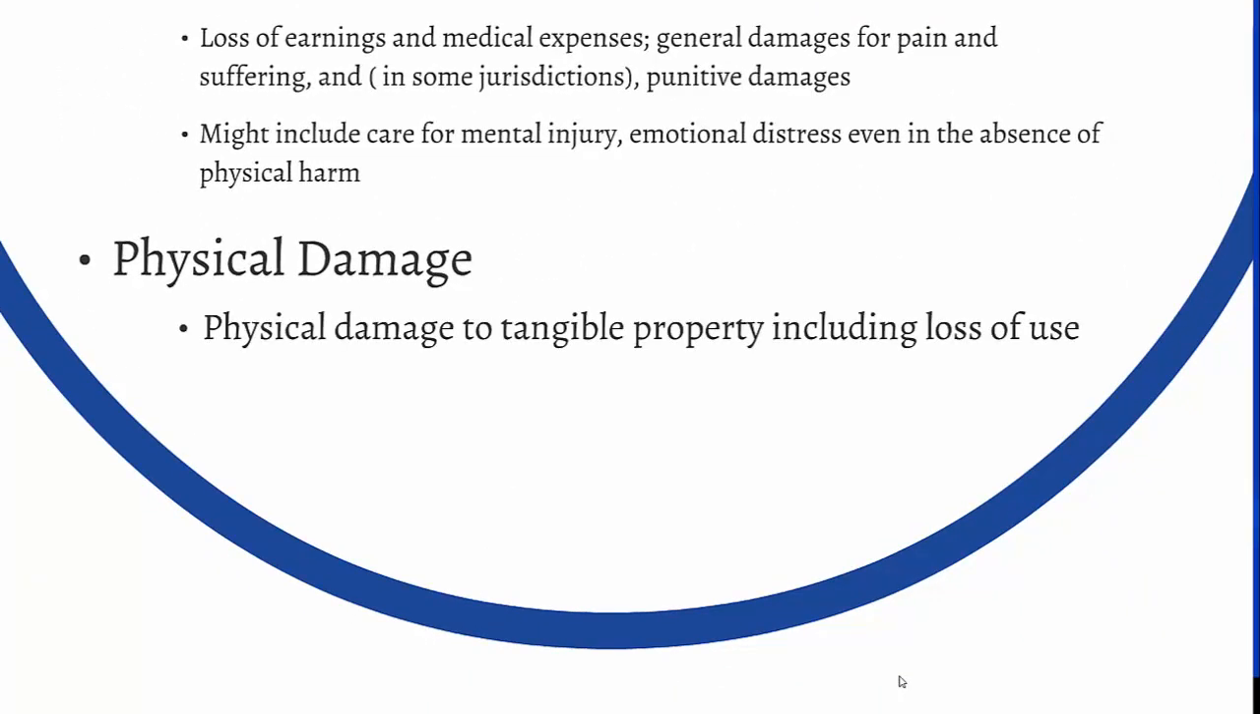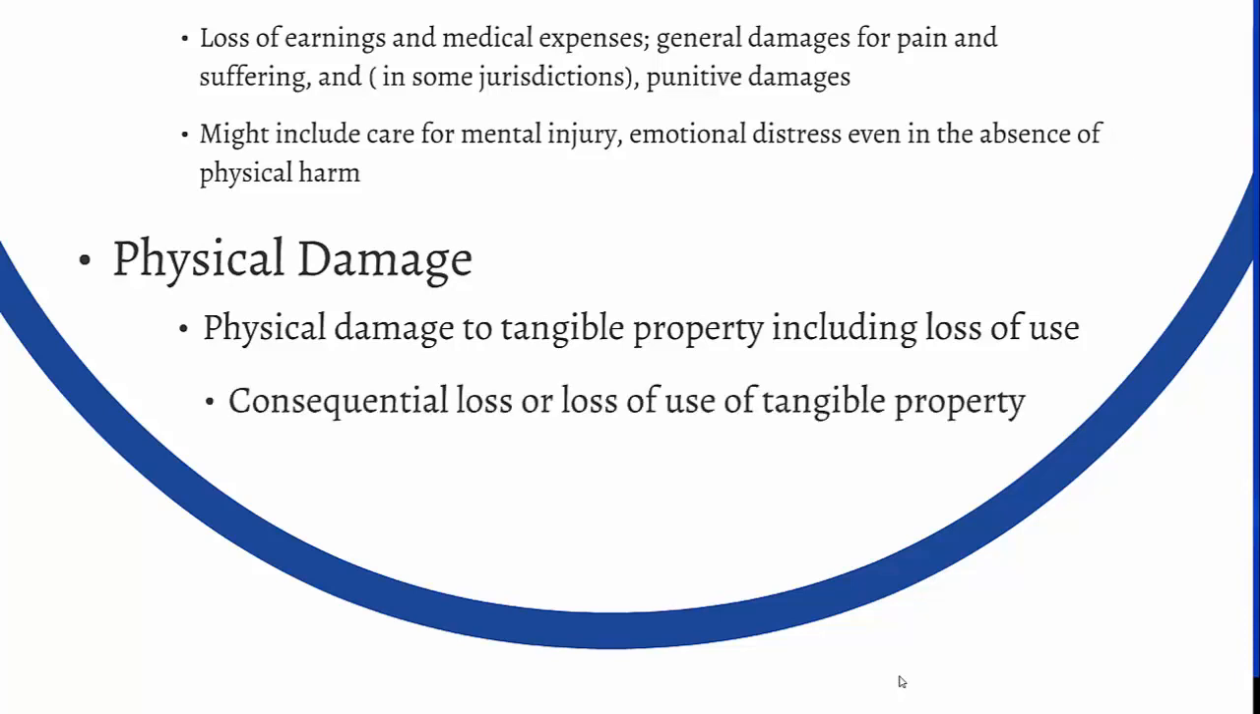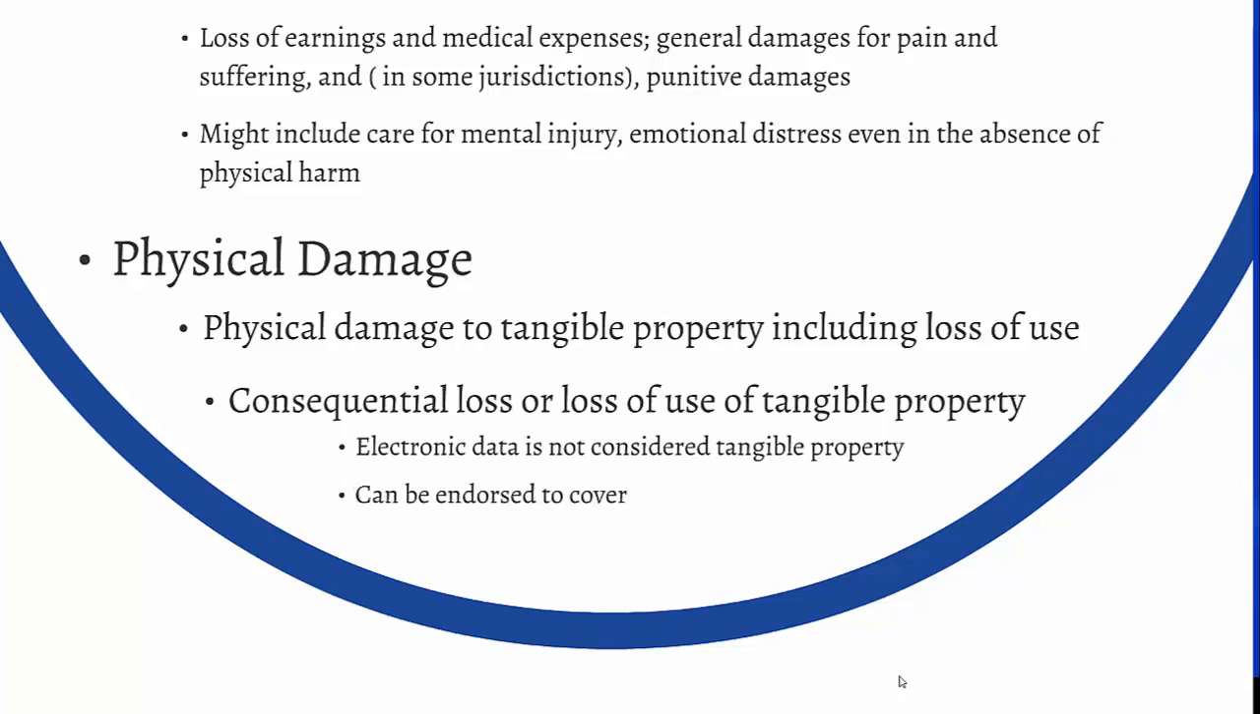Physical damage to tangible property, including loss of use, is covered, and consequential loss or loss of use of tangible property. Electronic data is not considered tangible property. It's actually excluded. However, the policy can be endorsed to cover electronic data.